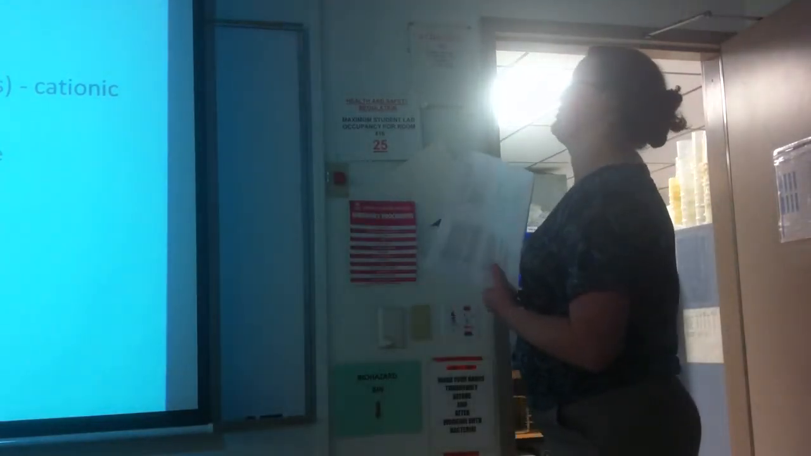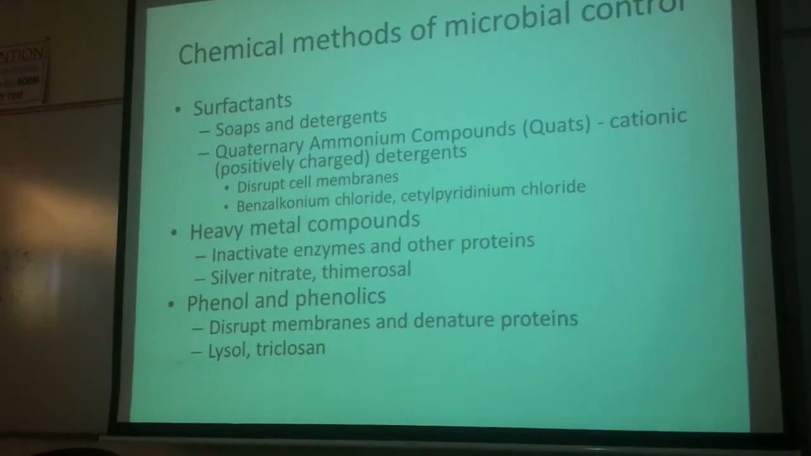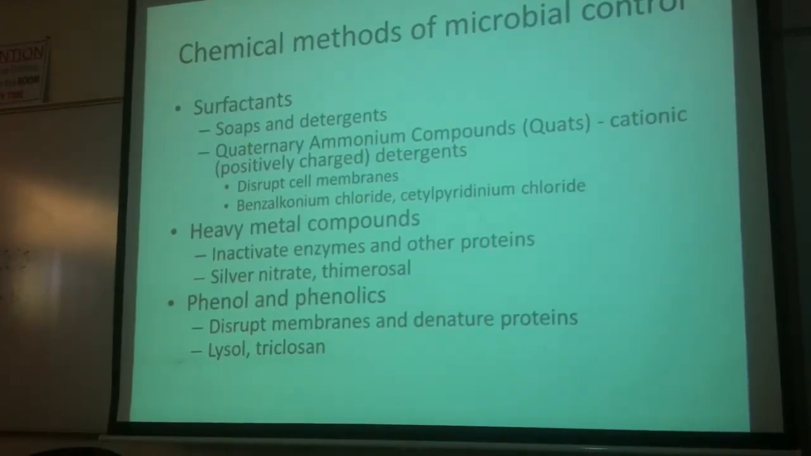Heavy metal components, so silver nitrate. These will inactivate enzymes and other proteins. I mean, you're seriously messing with them. You're not just kind of cross-linking them or mutating them. You're adding things to them that they don't know what to do with. So arsenic, silver, mercury, copper, zinc. They're actually low-level disinfectants. They denature the proteins.